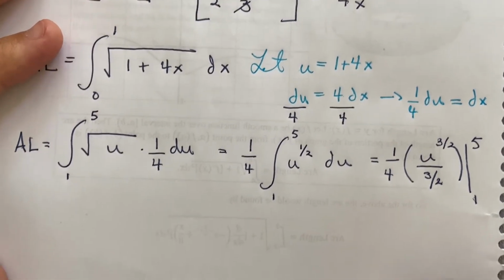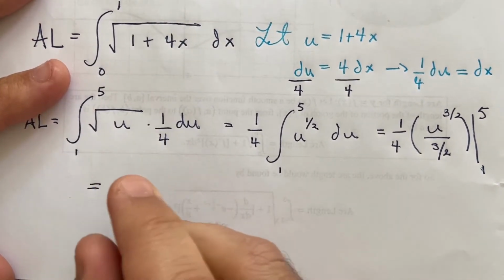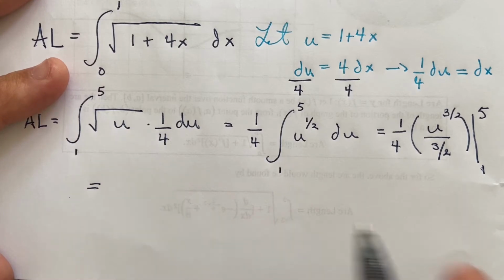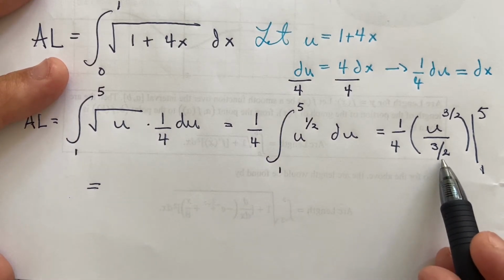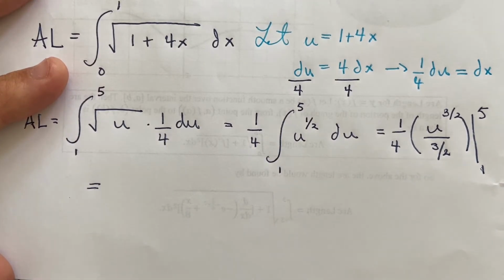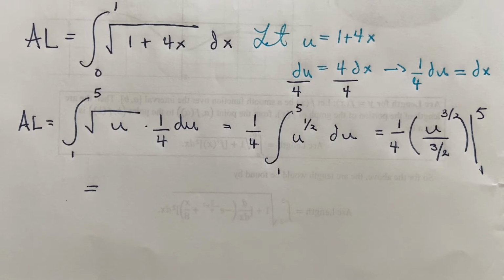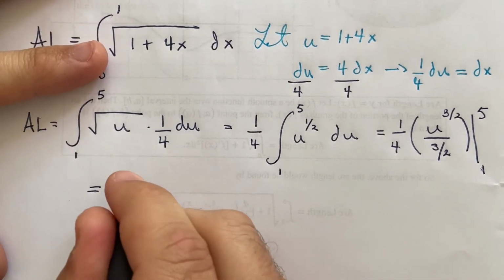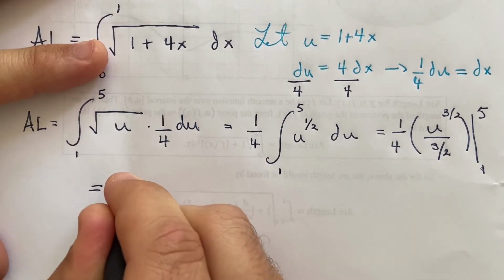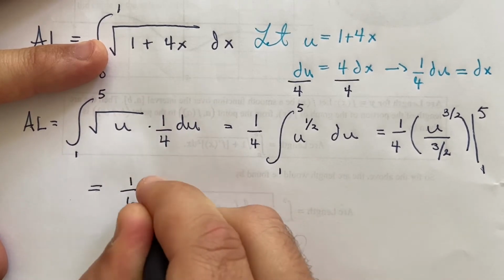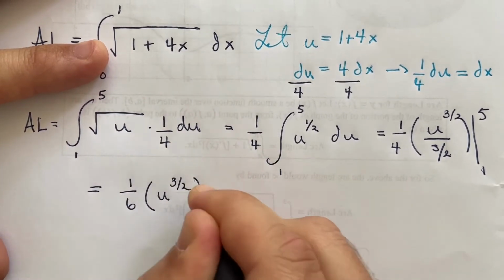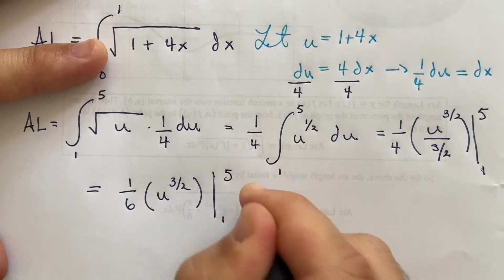So simplifying that a bit. Dividing by 3/2 is the same as multiplying by 2/3. 2/3 times 1/4. Just woke up. Fraction brain is not on. So it's 1/6. All right, so we have 1/6 times u to the 3/2, and then from 1 to 5.